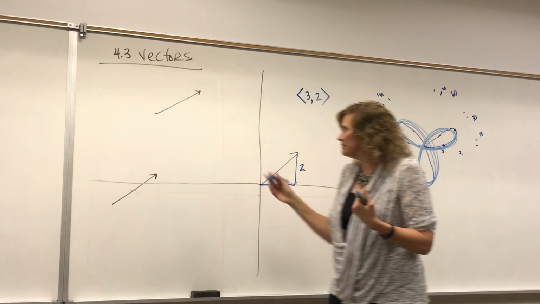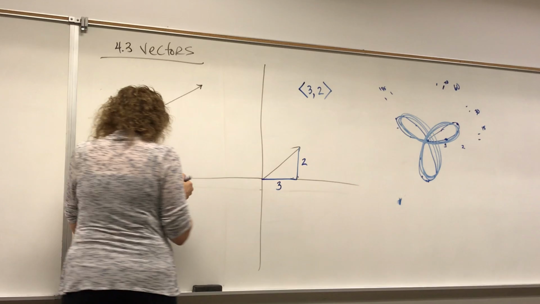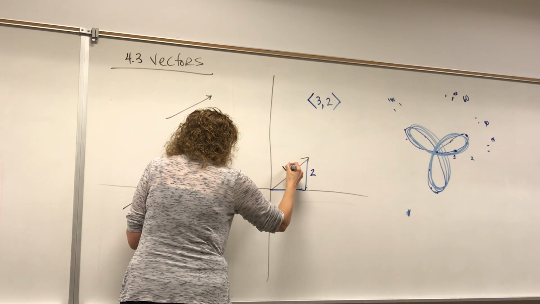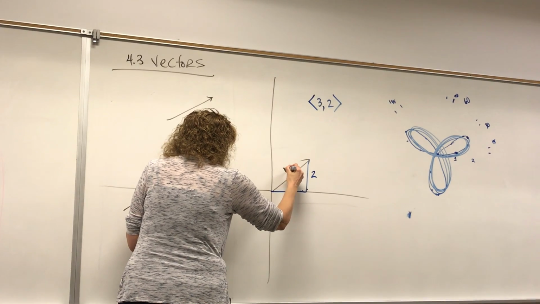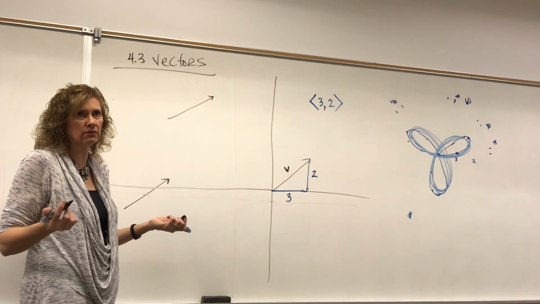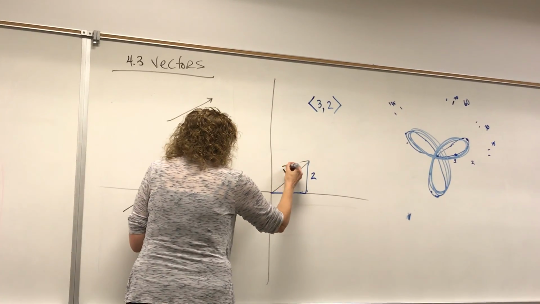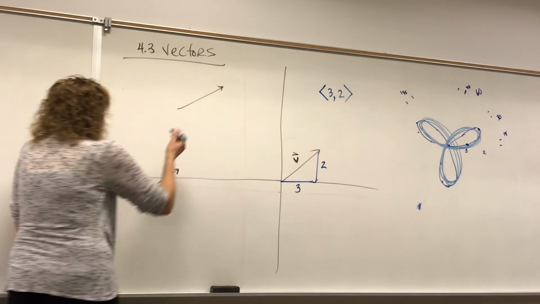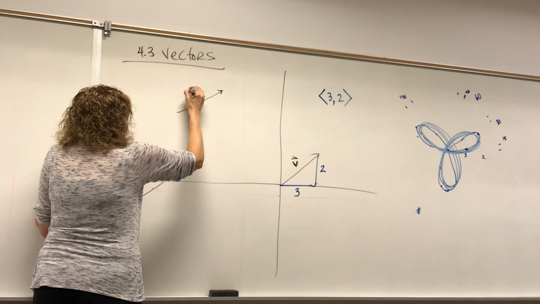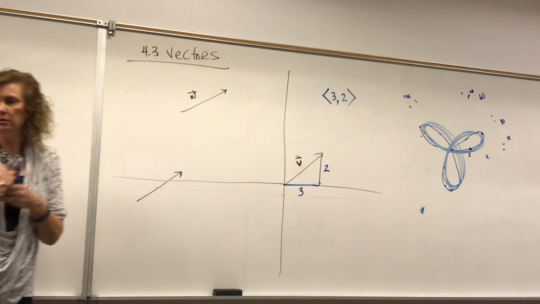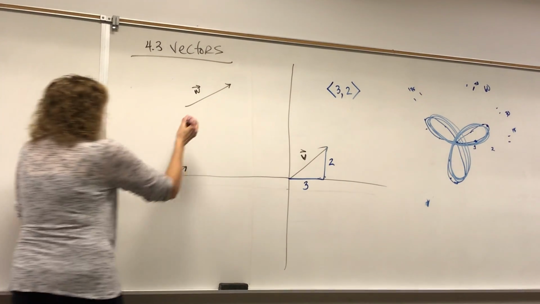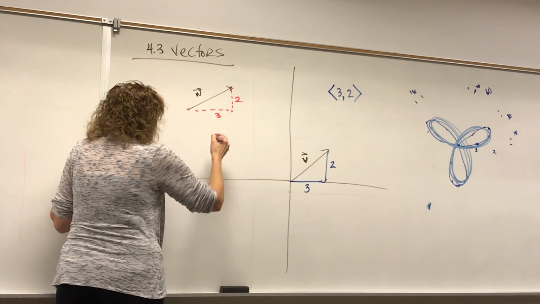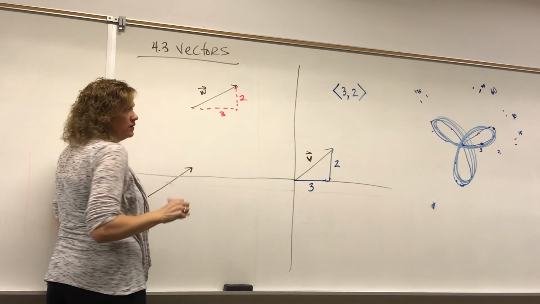And this vector here, the book uses bold variables to indicate vectors. I can't really do bold so well, so I put a little arrow on top. So if that's vector V, and this is vector W, and vector W goes over 3 units and up 2 units, vector V is equal to vector W.